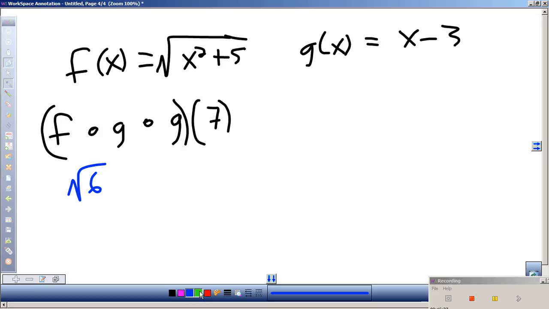So you can test it. Okay, so this is 7. Plug it into G. 7 minus 3 is 4. So now we have 4 that we're doing this to. Plugging into G, 4 minus 3 is 1. They're plugging 1 in here. 1 squared is 1, plus 5 is square root of 6.